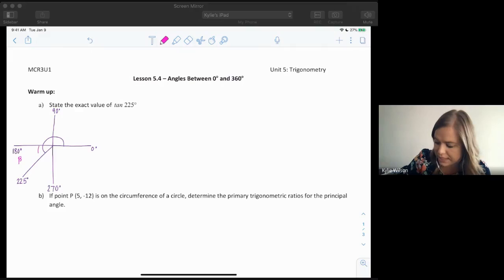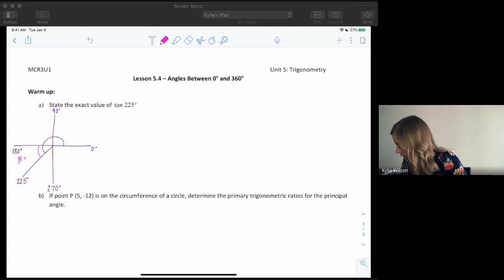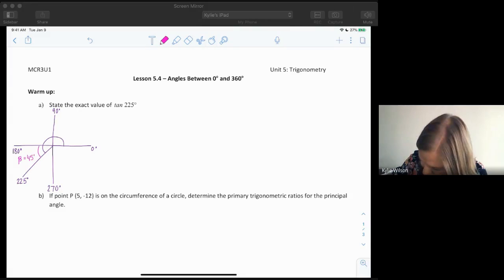Now, the next thing we do is we find our related acute angle, which is represented by beta. And our related acute angle is always measured from the x-axis. No matter which quadrant you're in, we always measure it from the x-axis. So I'm at 225, to get back to 180 means that this is 45 degrees in here like this.